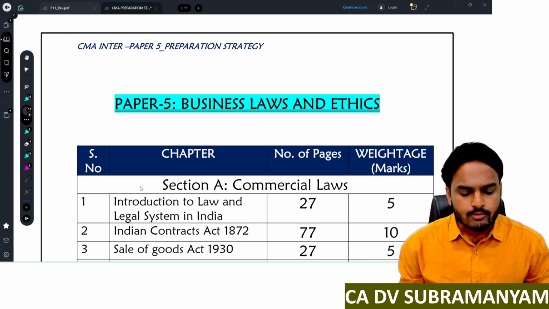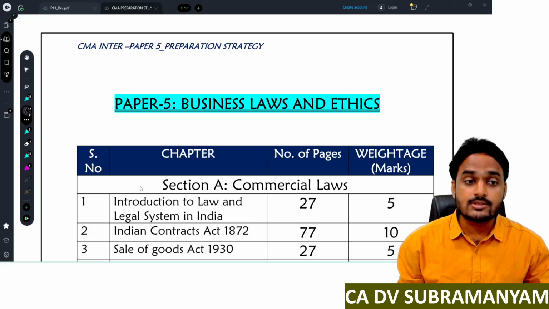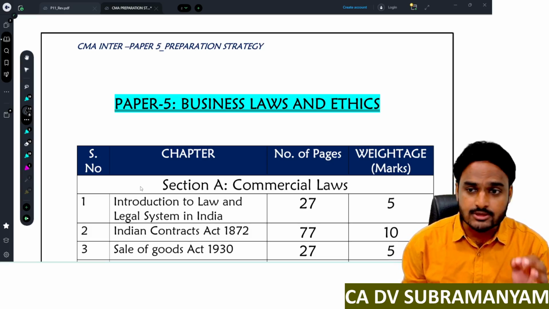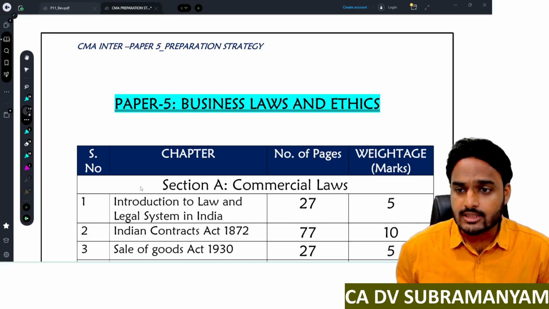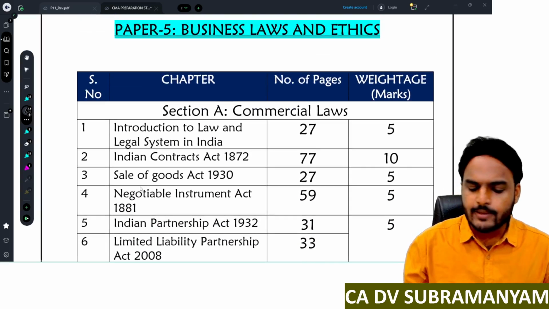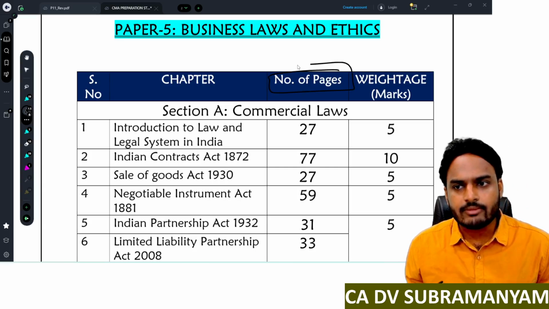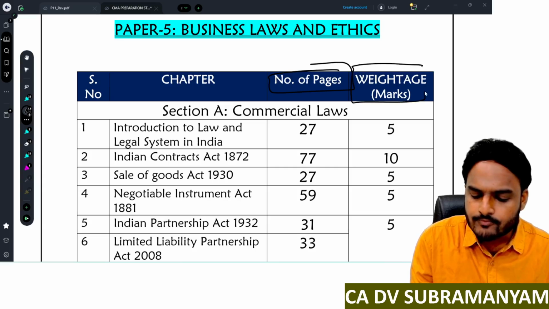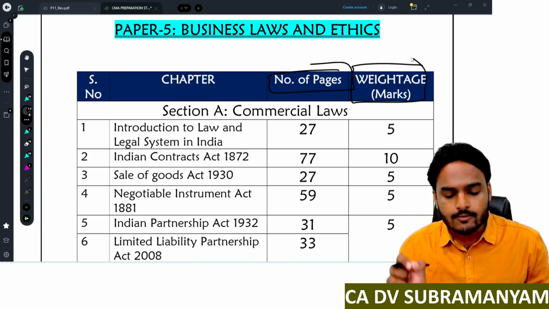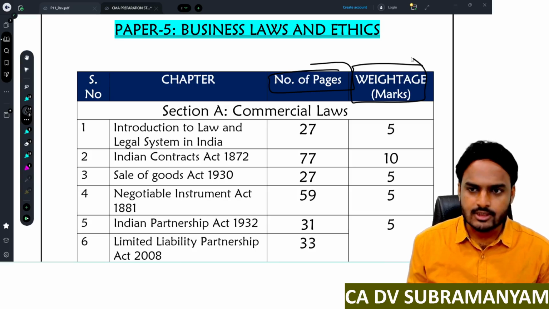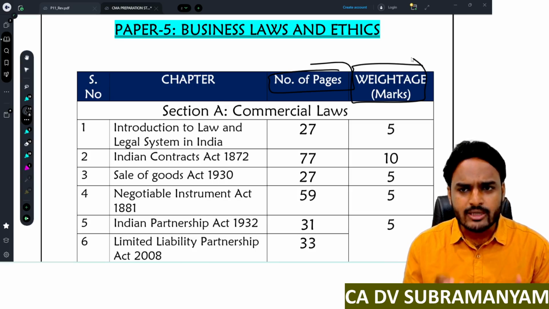See, I have prepared a document which contains a list of chapters with the number of pages each chapter contains and the weightage of each and every chapter. See, this number of pages column I prepared based on Shrestha materials. Weightage, this column I prepared based on institute material. Is it clear? So let's look into this document once.